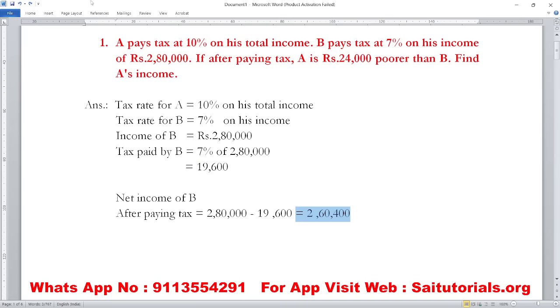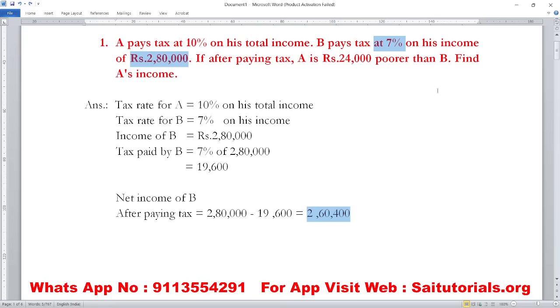Now we need A's income. So they said he is 24,000 poorer than B after tax. So we calculated the income after tax. The given amount is 2,80,000, B's income, which is before tax. On 2,80,000, we deducted 7% tax, and the balance is 2,60,400. It is his net income.